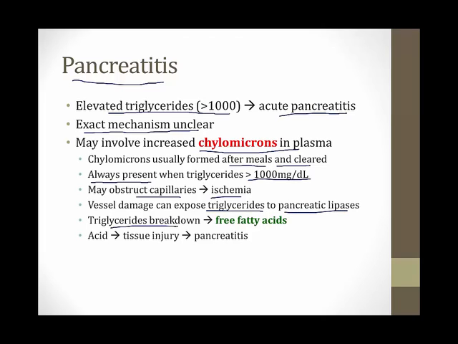This can break down the triglycerides and release free fatty acids, and it's actually the acids that may be the problem. They may lead to tissue injury and cause pancreatitis, and this is one of the hypothesized mechanisms by which you get pancreatitis when your triglycerides are markedly elevated.